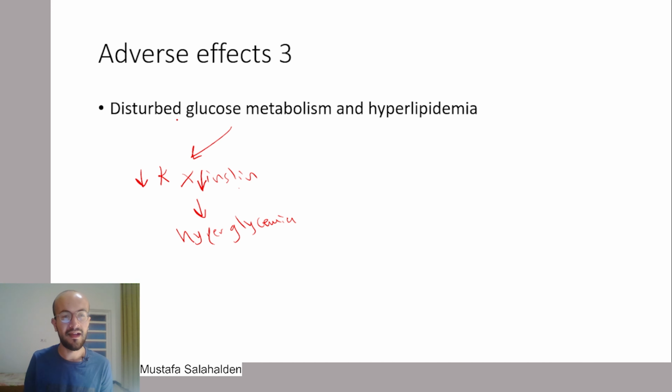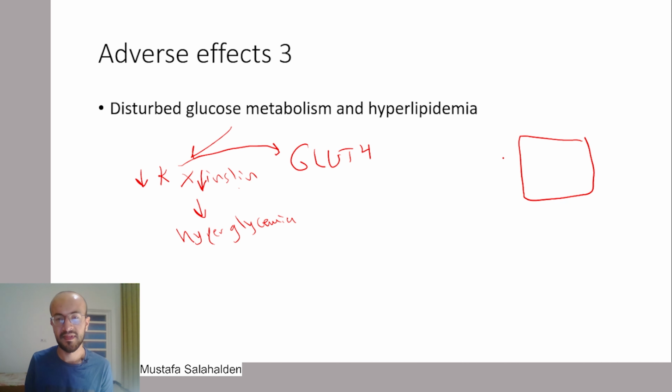Also, the potassium depletion would also affect the GLUT4. GLUT4 is a transporter that makes the glucose enter the cells. If the potassium is depleted, the GLUT4 is also going not to work efficiently. So this would be inhibited, and this would lead to the glucose trapped and not able to enter the cells, and would also give us hyperglycemia.